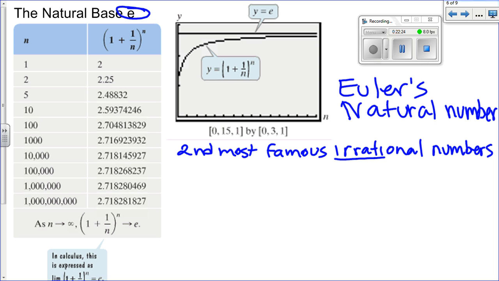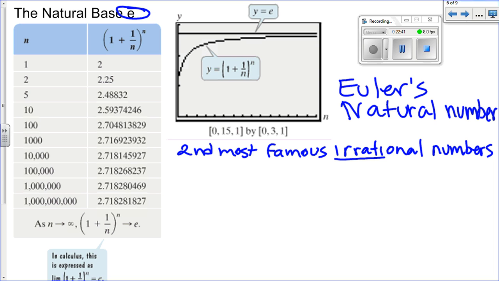And so this is an approximation of that number, and this comes in handy when we look at the formulas that we're going to do at the end of the chapter for compound interest and continuous compounding.